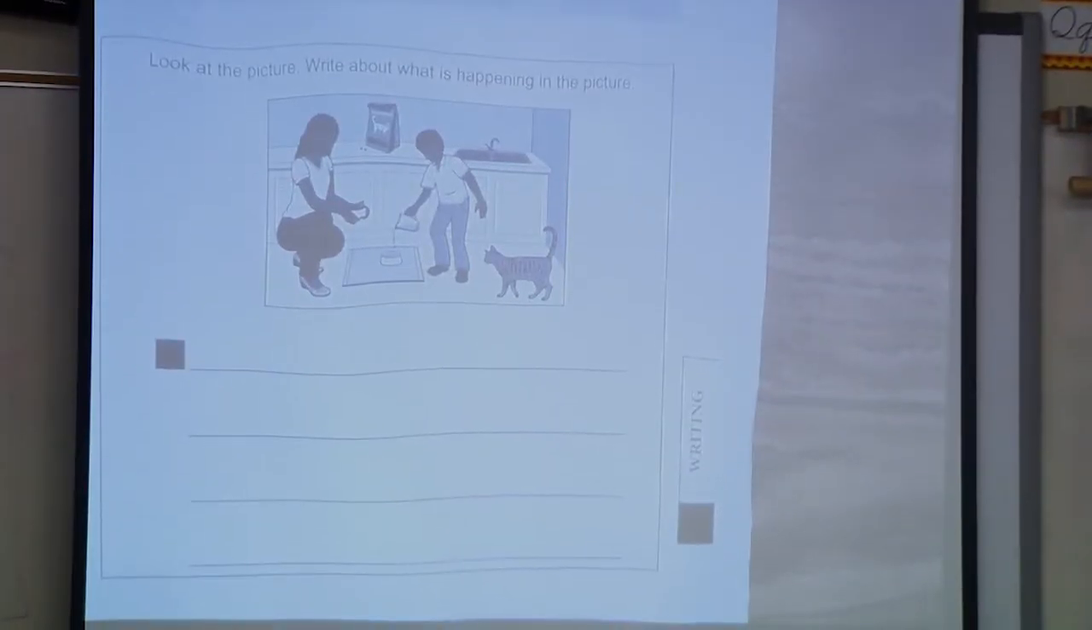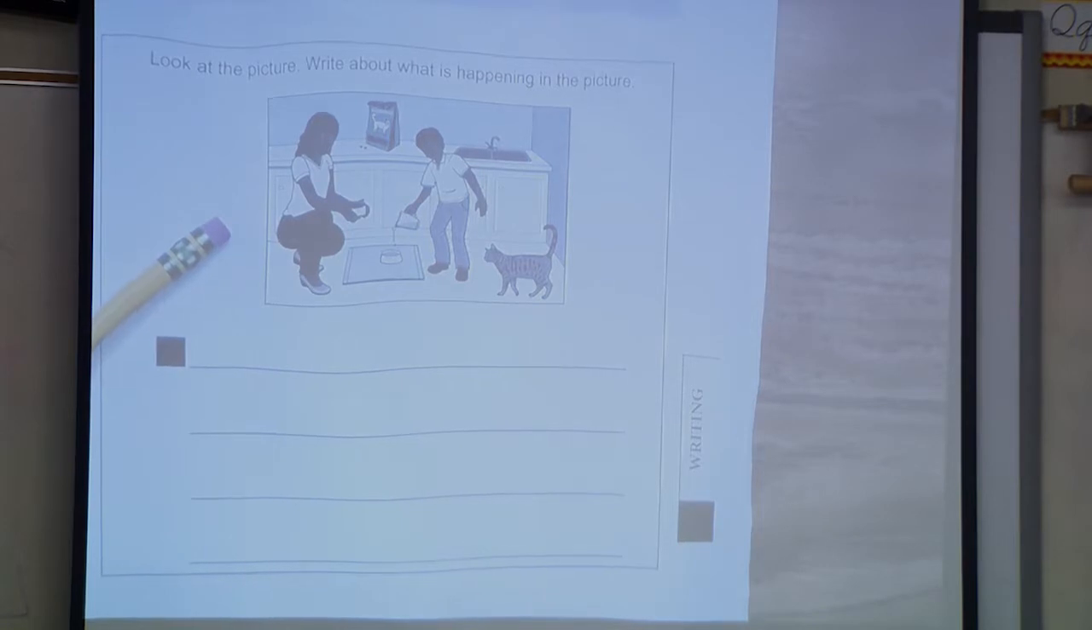Question 14. Look at the picture. Write about what is happening in the picture.